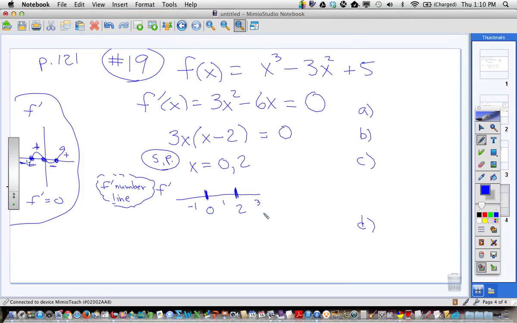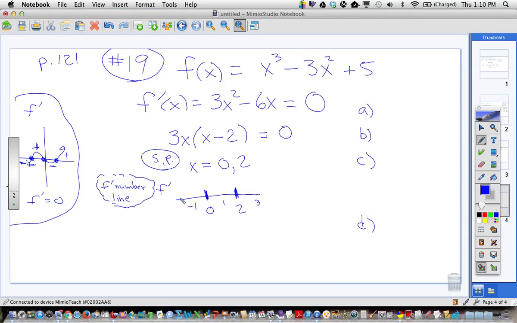Right? And now don't put hash marks at those numbers, because then it just gets all confusing. Okay? You just put hash marks at the 0 and the 2, and then put in some numbers in the subintervals. And we plug them into where? Into the f prime graph, right? That's key. That's why I always like to label it.